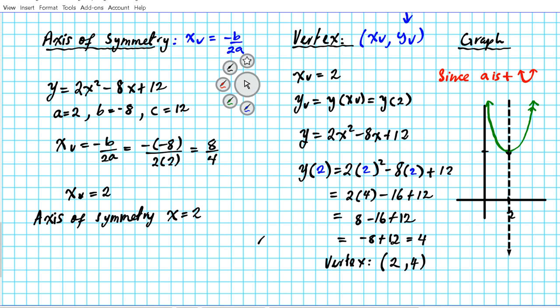Let's go ahead and label our graph. What do we have? This is the vertex right here. Vertex is a point, 2, 4. And then this vertical line, this line of symmetry, is our axis of symmetry. So this line is our axis of symmetry.